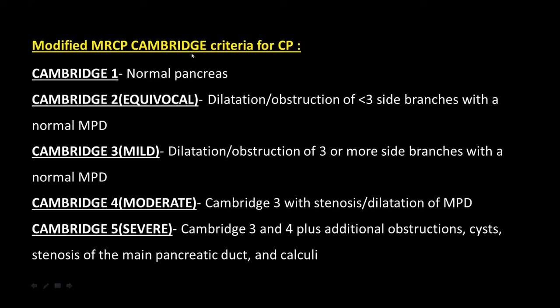Just like CT scan, we have the modified MRCP Cambridge criteria for chronic pancreatitis. According to that, the mild form of chronic pancreatitis is there when there is side branch ectasia of 3 or more side branches. Then the moderate form is labeled when there is dilatation of the MPD in addition to the side branch ectasia. And the severe form of chronic pancreatitis is when there are changes in addition to the moderate form: obstruction, cysts, stenosis, and calculi formation within the pancreatic duct.